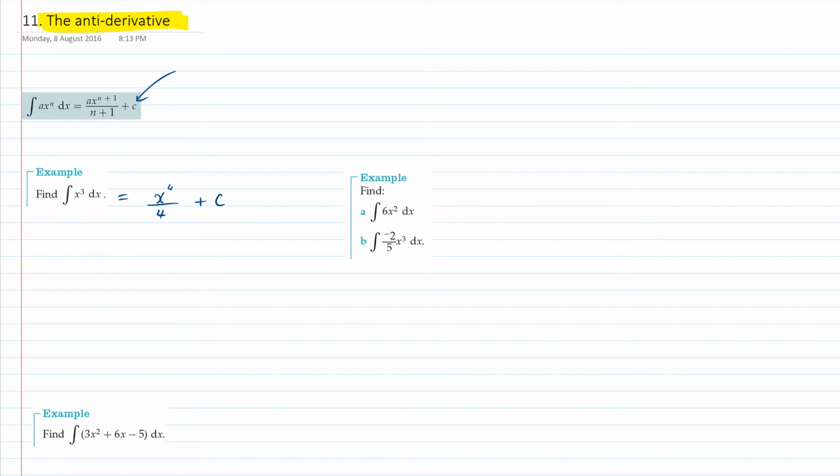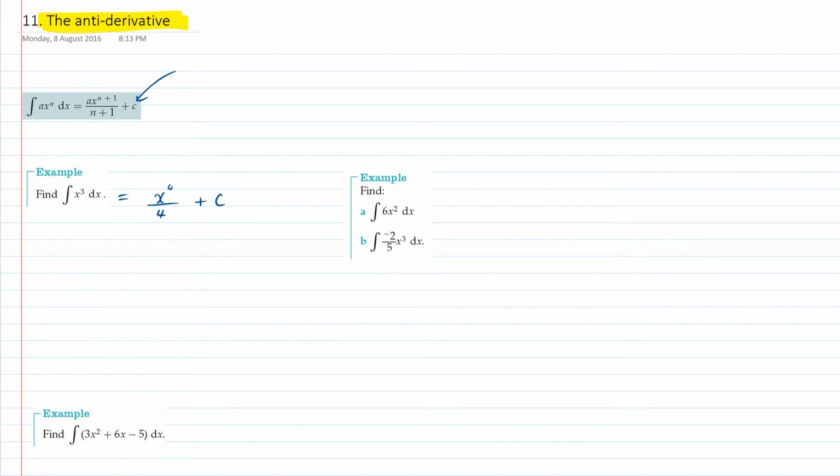Now one way to test if your antiderivative is correct is to differentiate it. So if we differentiate this, reduce the power by 1, so we'd have x to the power of 3, and then times the front by the old power, and we'll see that those 4s cancel out to leave us with x to the power of 3. So it differentiates back to our original answer, so it makes sense. Now you don't have to write out that working, but just do it in your head to check that your antiderivative makes sense.